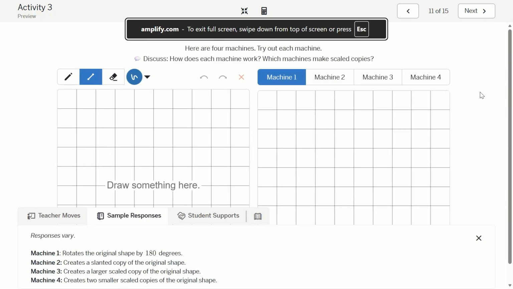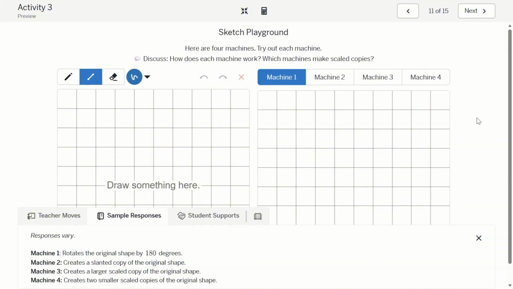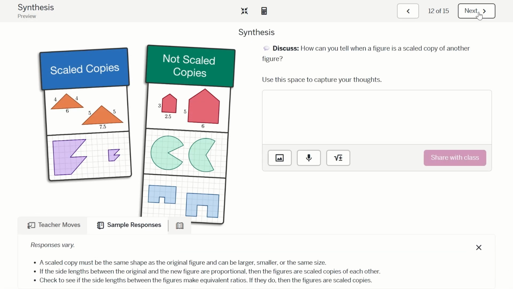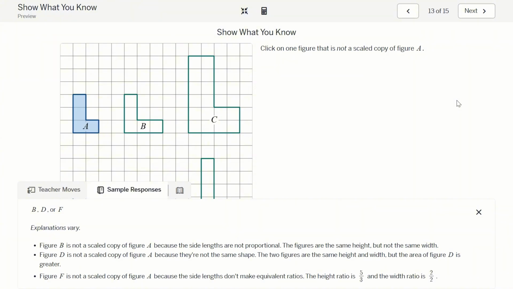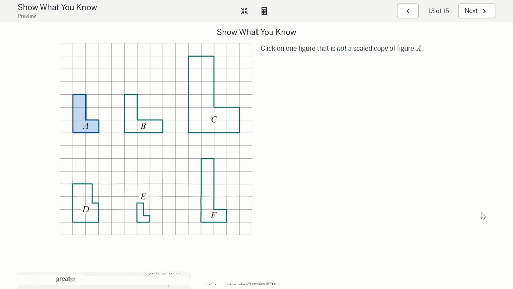All right. So, do we really need to do the sketch playground? Let's skip that for now. All right. So show what you know. Click on the figure that is not a scaled copy of figure A. So on your own, click on the one that you think is not a scaled copy of figure A.